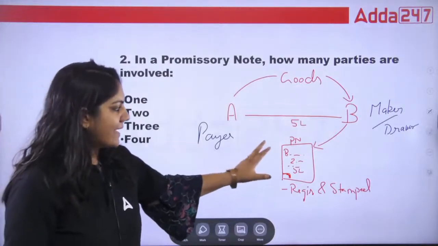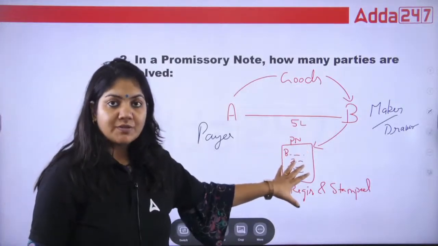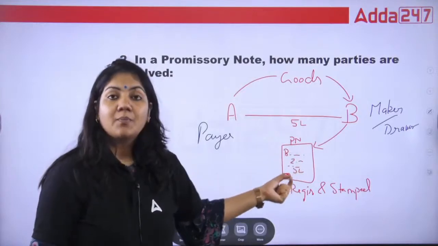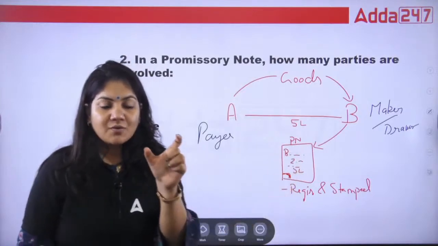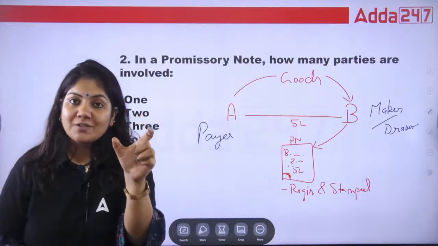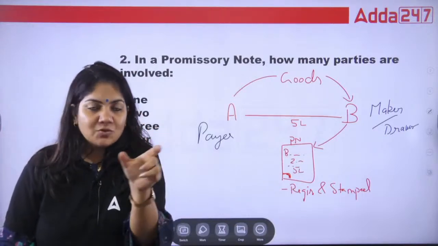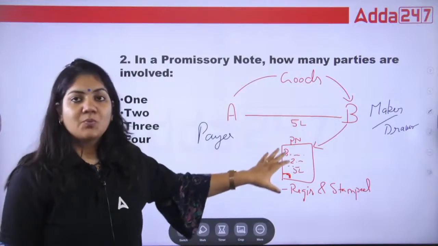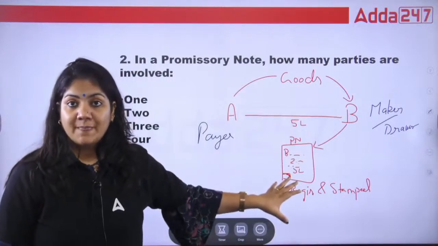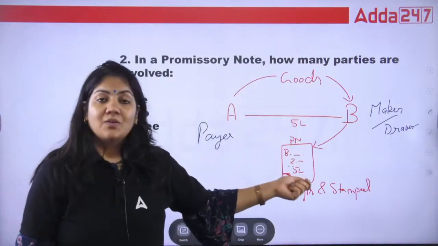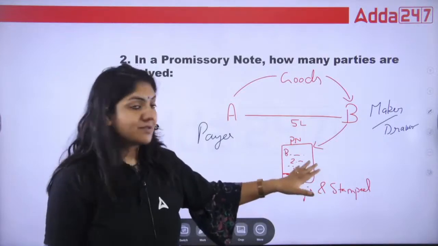So this is exactly the format of a promissory note in which B has to make a promise. The promise is also written on the currency note, but a currency note promise is not just like your promissory note. That is a different document. This document is also authenticated because it is already registered and stamped.